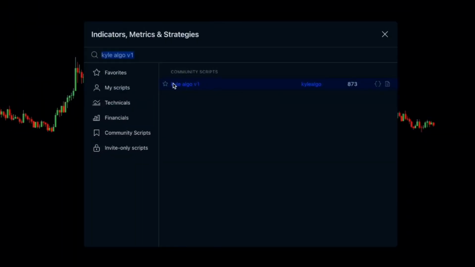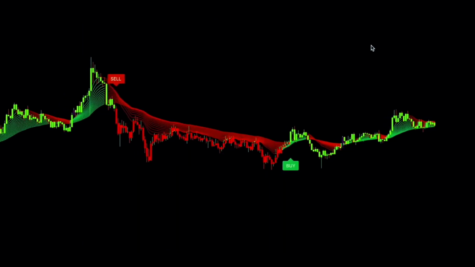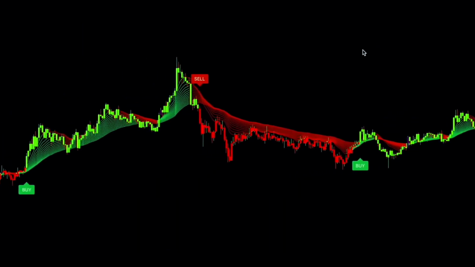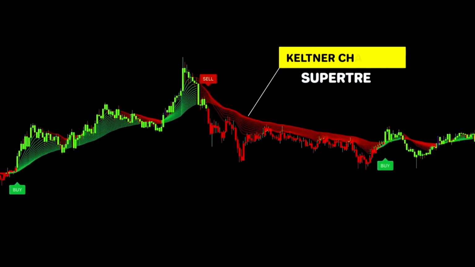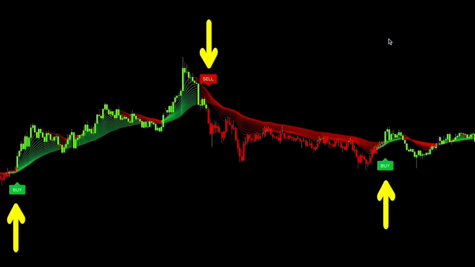At number 9, we have the Algo V1 by Kyle Algo. This tool is essentially an automated trading strategy in indicator form. It's built around Keltner channels and Supertrend, two robust indicators that generate buy and sell signals directly on your chart. What makes Algo V1 stand out is the way it applies 15 different exponential moving averages to smooth out signals, giving you a more reliable read on the market's direction.